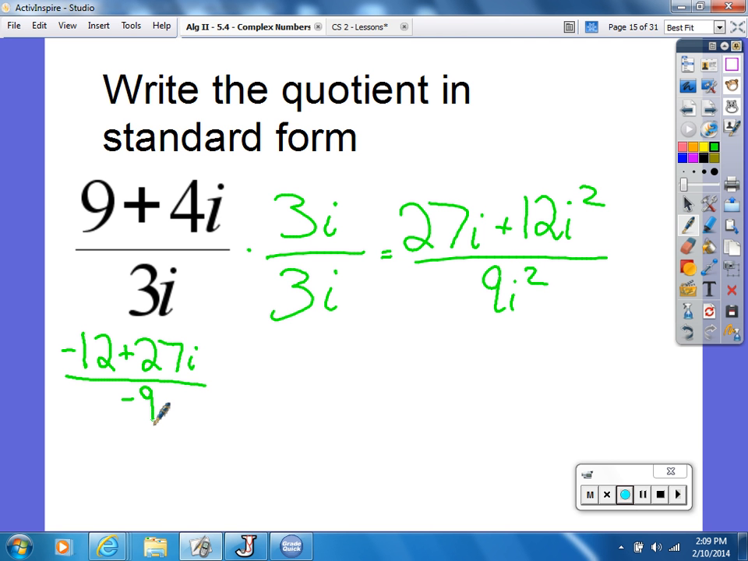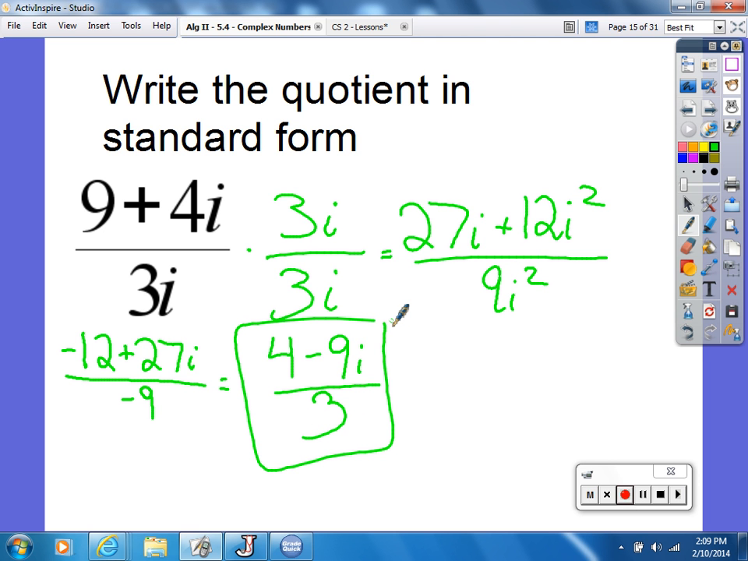But do you know that the number that goes into all 3 of these? 3. So normally I would just divide by 3, but I want to get rid of this negative sign also. So I'm going to divide everything by negative 3. What's negative 12 divided by negative 3? 27 divided by negative 3? And negative 9 divided by negative 3. That's your answer. That's it.